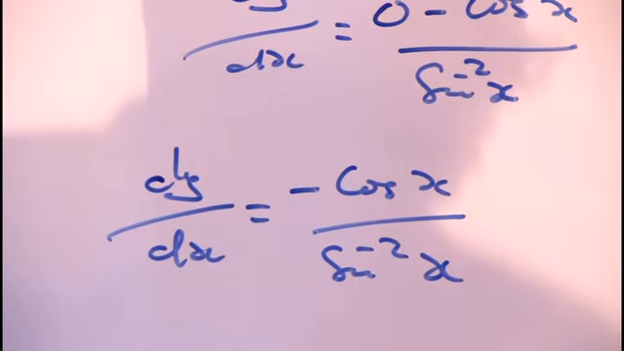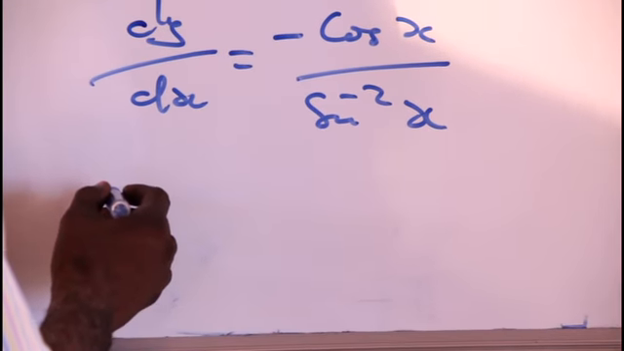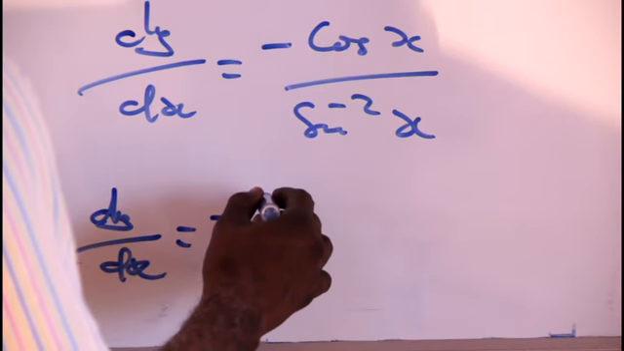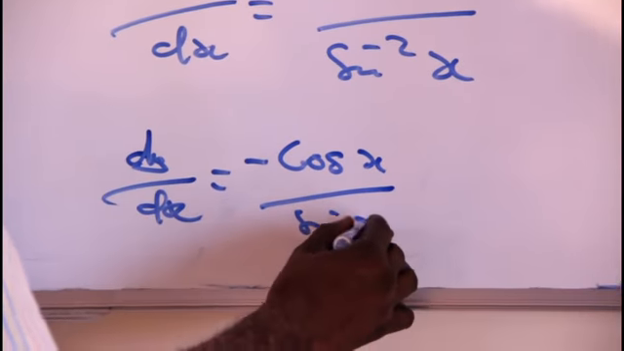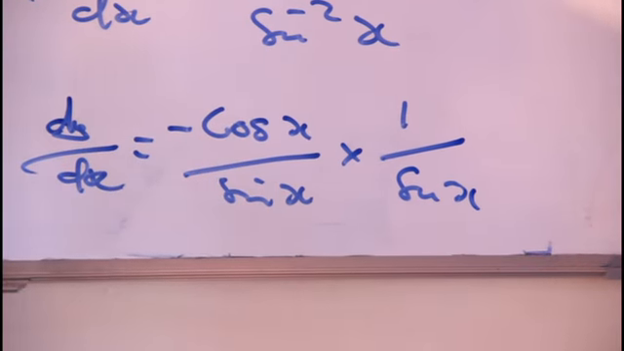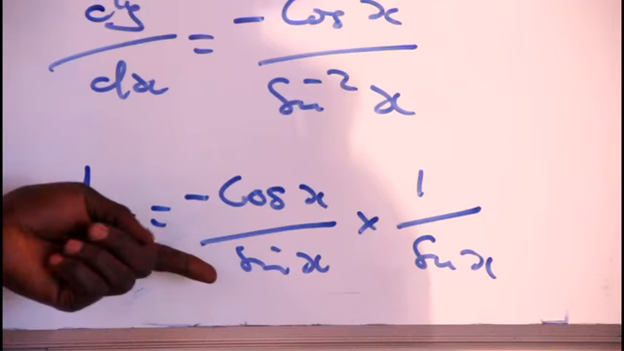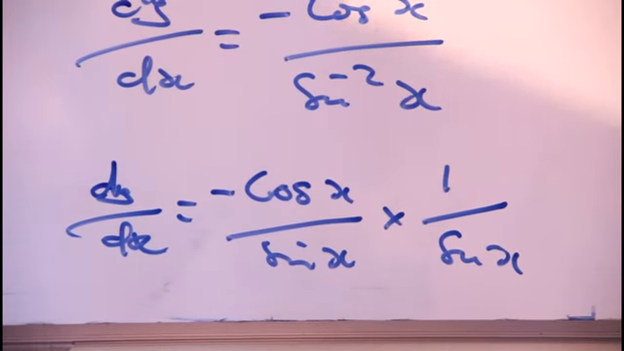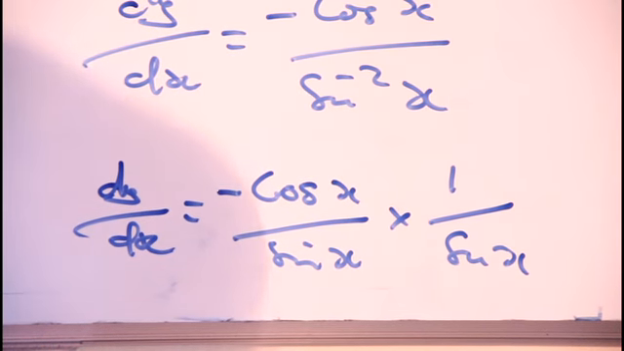Now we can still simplify this further. Look at it very well. This is the same thing as dy over dx is minus cos x over sine x times 1 over sine x. 1 over sine x is the same thing as cosec x, and cos x over sine x is cot x. So when we substitute that, look at this, it is as easy as it should be.